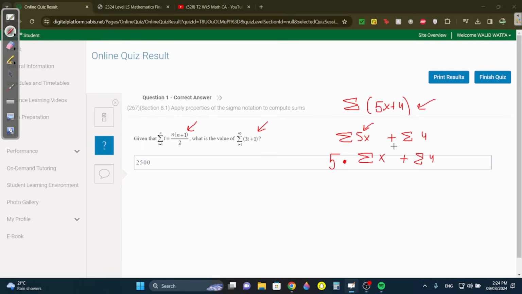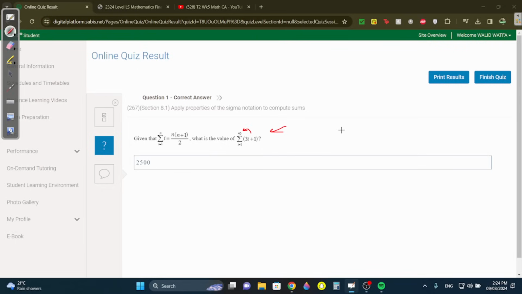That's how, if you want to solve these sigma questions, you have to simplify it. So let's see here, sigma 3i plus 1 up to 40. I've solved questions like this before, so I'm going to speed up a bit. It's the same as saying sigma 3i plus sigma 1, up to 40. And then you can further express sigma 3i as 3 sigma i up to 40, plus sigma 1 up to 40.